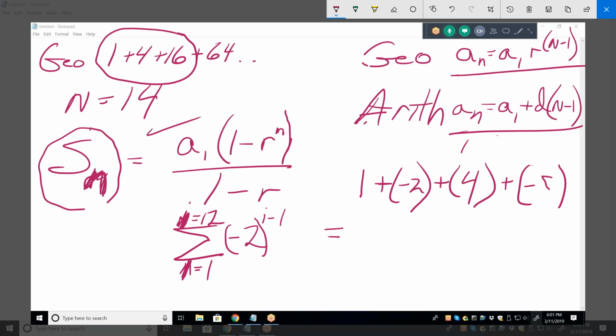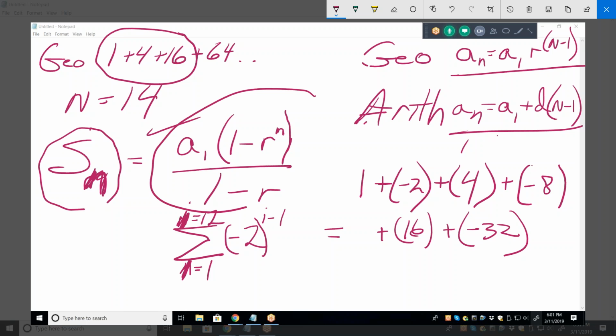Notice what's happening here. The sign is alternating, and we have a geometric series. Right. What's the next term going to be? Don't do the math, just look at our series. What do you think the next term is going to be? Positive 16. And the term after that? Negative 32. So we don't need to go all the way out to the 12th term and then add them all up. We can use this.